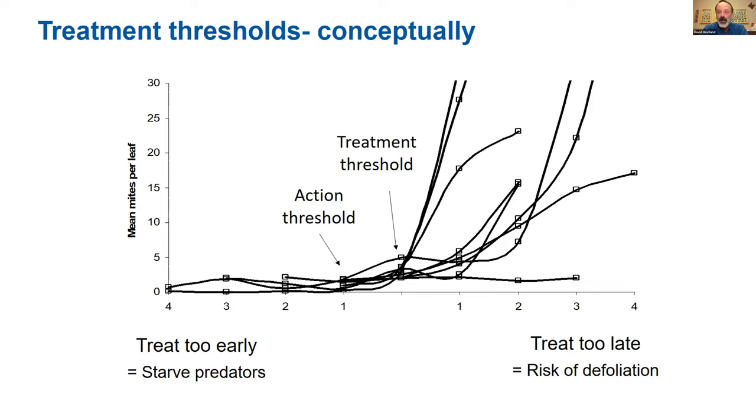Well, we realize also that from the time you make a decision to treat, we assume maybe a week or so it takes to order the product, get the application lined up, and do all the logistics. So the two terms we're going to use are an action threshold, which is about a week before what I'm calling a treatment threshold, which is essentially the day you need to spray to prevent this exponential type of increase.